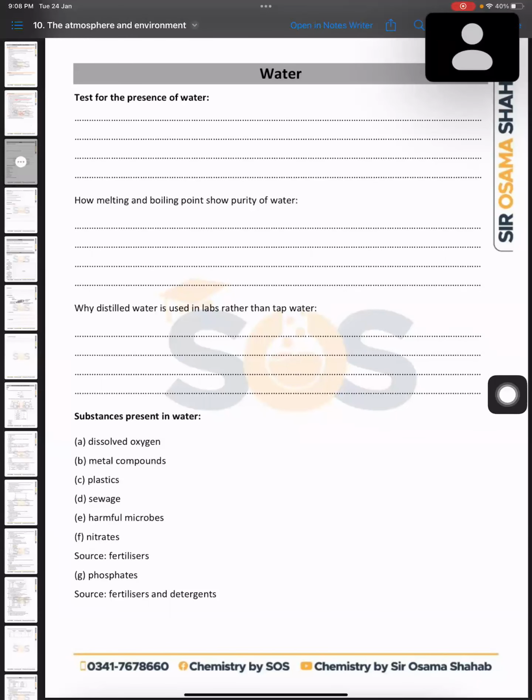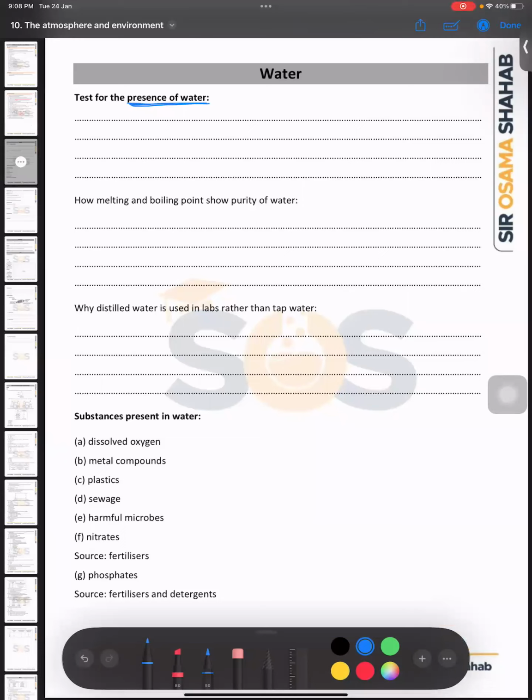Okay, so today we are going to talk about water, the problem of water and the things about water that we need to discuss in our syllabus. First of all, the main thing about water is the presence of water. If we want to test the presence of water, we should have something to test, right? So it's not like that. If you want to check water, just taste this or just take a sip of this.